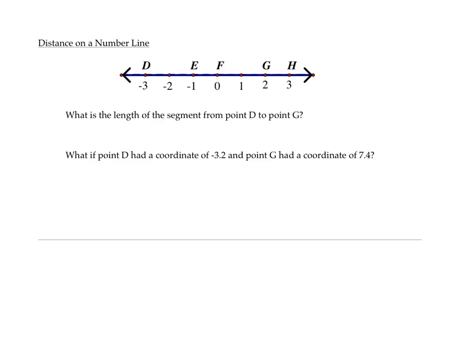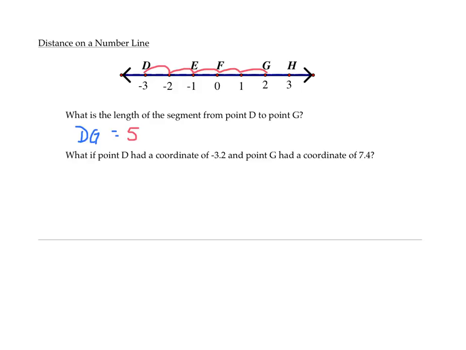There are two different methods that can be used to find distance on a number line. In our first question, it says, what is the length of the segment from point D to point G? So if we talk about the length of a segment, we're talking about DG with no symbol above it. We want to know how far apart these two points are. One method which we can use is the counting method. We can count the number of spaces between point D and point G. 1, 2, 3, 4, 5. So we know that the length of that segment from D to G is 5 units long.